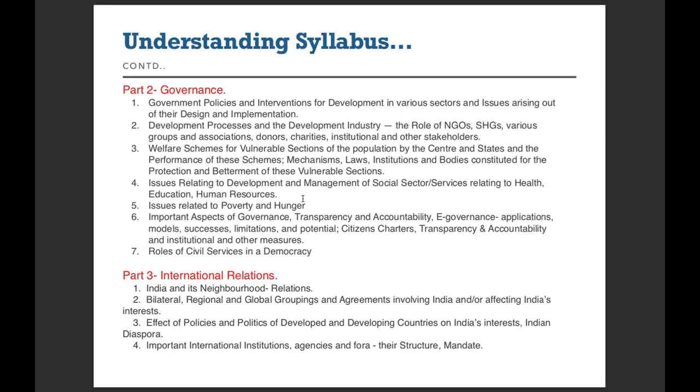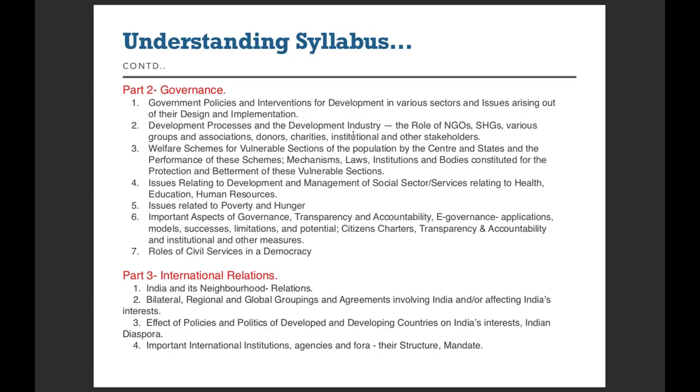Governance is basically about how the government is delivering services, how transparent it is, how effective it is, how it is targeting the vulnerable sections of the population. So basically it includes what developmental schemes the government has, what the different non-governmental agencies like NGOs and self-help groups like Kudumbashree, which is working for the empowerment of women, and other groups and associations which are very important stakeholders in the development process, and how the development industry as a whole exists in the ecosystem.